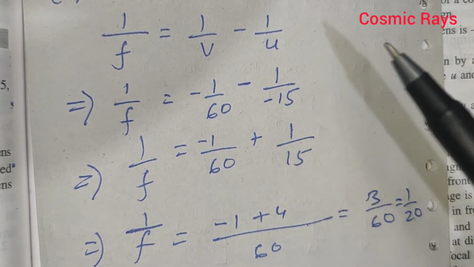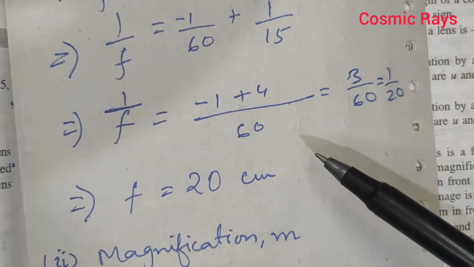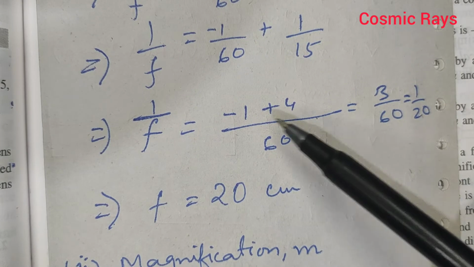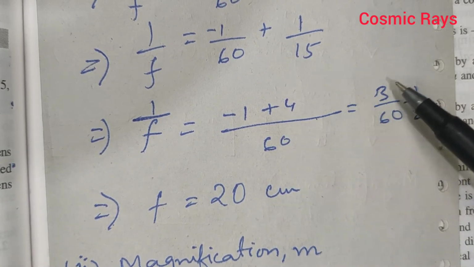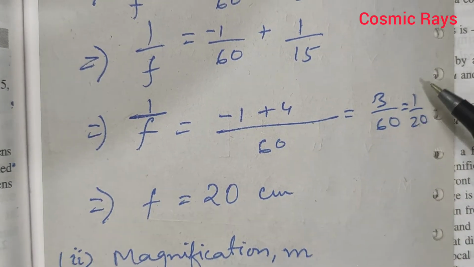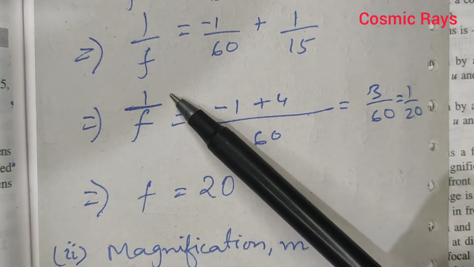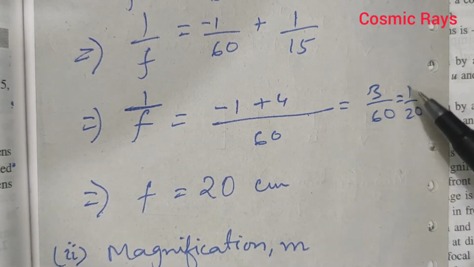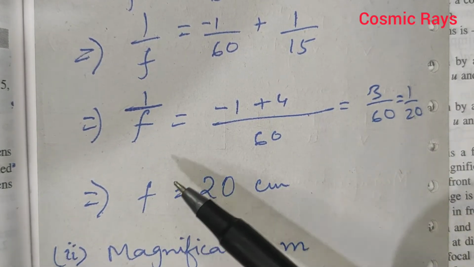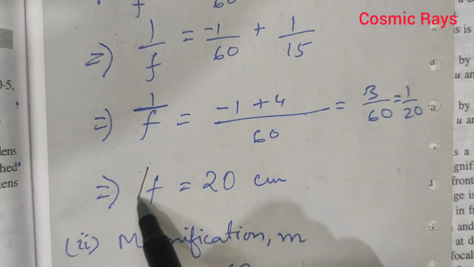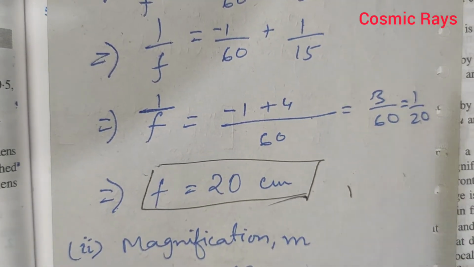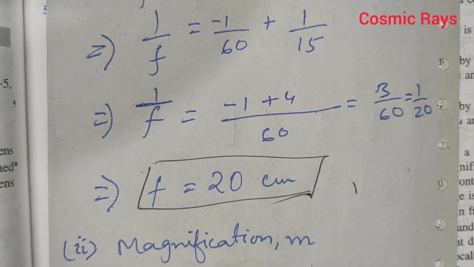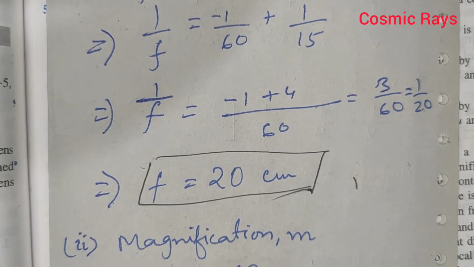So when you simplify it and take LCM, LCM would be 60, minus 1 plus 4, so that is 3 upon 60, which is 1 upon 20. So 1 by F is equal to 1 upon 20. So F, or the focal length, would be 20 centimeter. Now the second part of the question asks us to find the magnification.